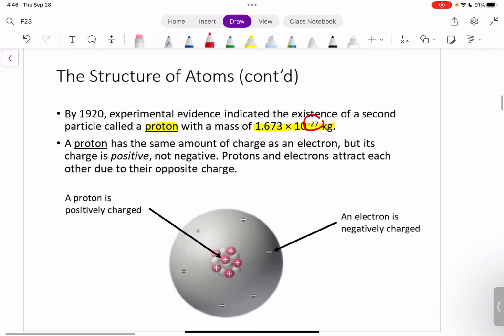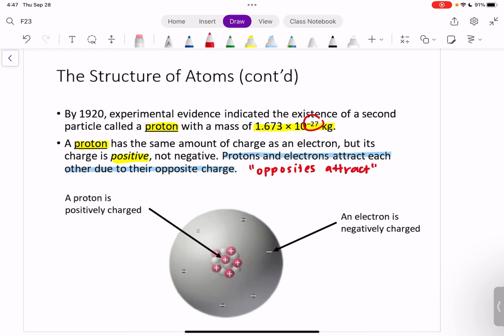And they also have the opposite charge of an electron. So electrons are negative and protons are positive. And these protons and electrons, because of their difference in charge, they're attracted to each other. So think of the term opposites attract. And that might help you memorize that.